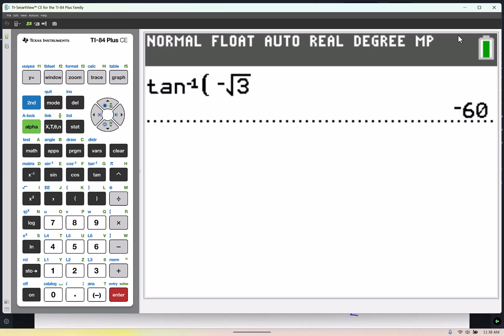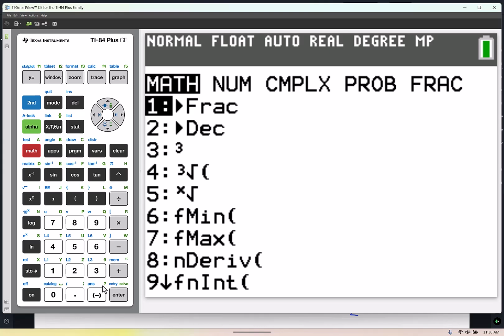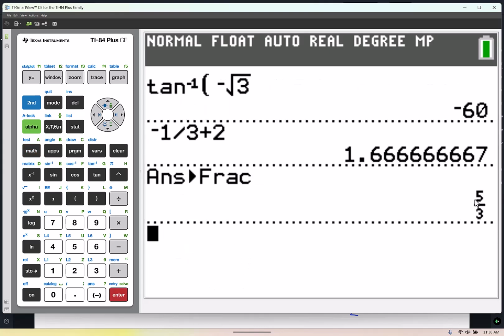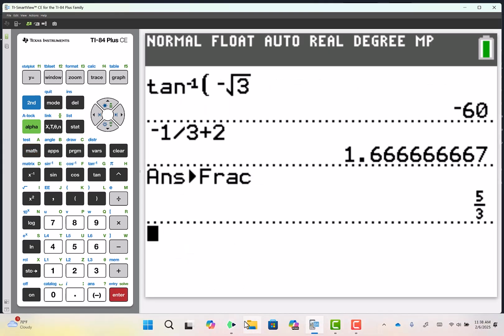That's the same thing as negative pi over 3. Negative 1/3 plus 2 pi. So negative 1/3 plus 2. Turn into a fraction. Math, fraction, enter. And there it is. Put a pi on the top. 5 pi over 3. Cool, right?